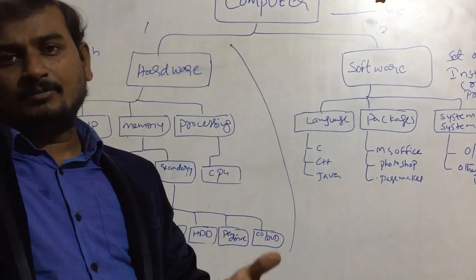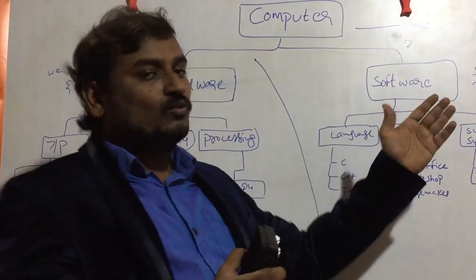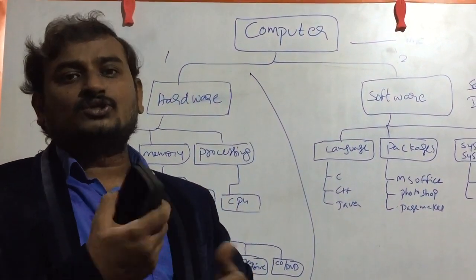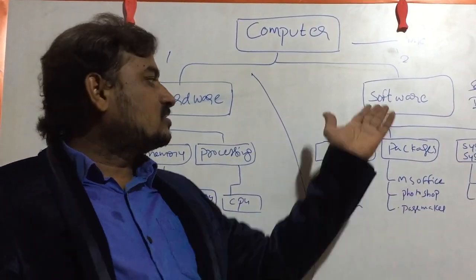If I have explained to the computer, the programmer will give a set of instructions, one by one. The computer will execute the instructions one by one, and that is called software.